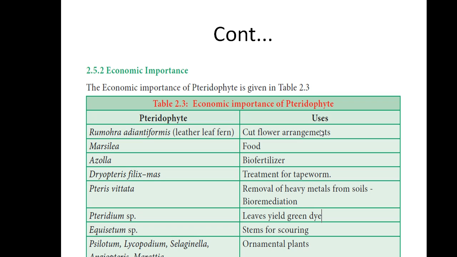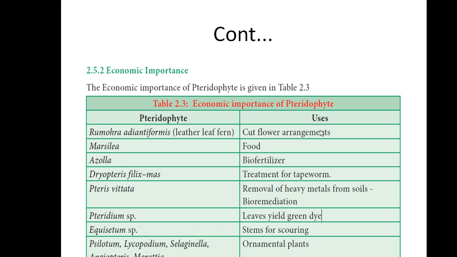At last I am coming to the economic importance of the pteridophytes. Rumohra adiantiformis is a leather leaf fern. Its cut foliage is used in flower arrangements, for bouquets and all. Marsilea is used as food, and some pteridophytes are used as biofertilizers, as you have seen in lichens and mycorrhiza. Dryopteris filix-mas is used as a treatment for tapeworm, that is a medicine. It's a pteridophyte used as a worm treatment.